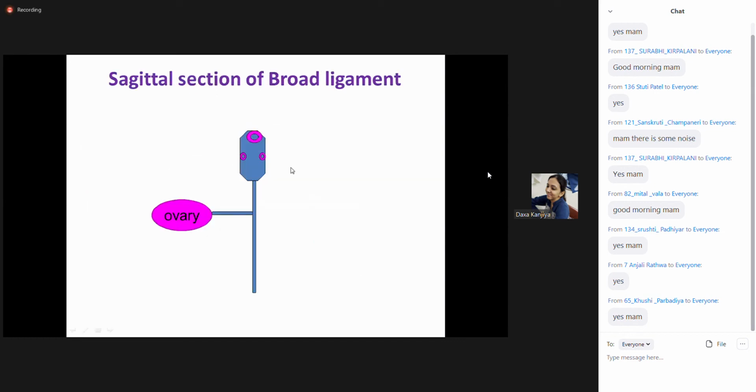Again, this schematic diagram shows you the sagittal section of the broad ligament. Most posteriorly, this is the ovary. Above and in front, this is the fallopian tube. Behind the fallopian tube, there lies the ligament of ovary and ovary. Below and in front of the fallopian tube, there lies the round ligament. And this blue color, these are nothing but the double layered broad ligament and its various parts.